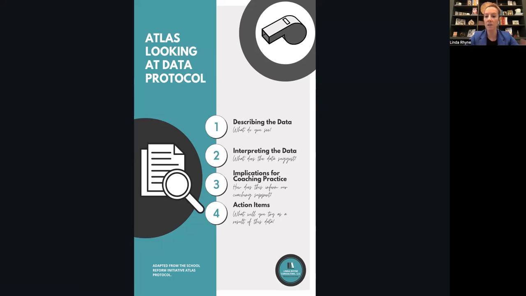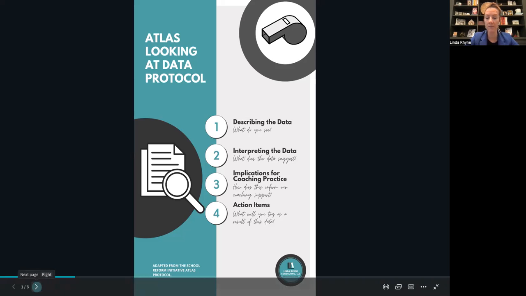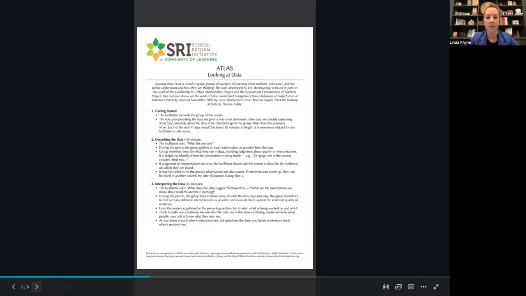Step one, describing the data. What do we see? Step two, interpreting the data. What does this data suggest? Step three, what are the implications for our coaching practice based on this data? And step four, what are the action items, or things that I'm going to do as a result of this data dive? So let's dive in a little bit.